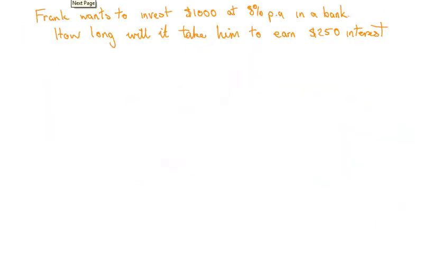So let's work with an example. Frank, good old Frank. Frank wants to invest $1,000 at 8% per annum in a bank. How long will it take him to earn $250 interest? So first thing we should do is write down our variables and the values attached to them so we can see what we're looking for.